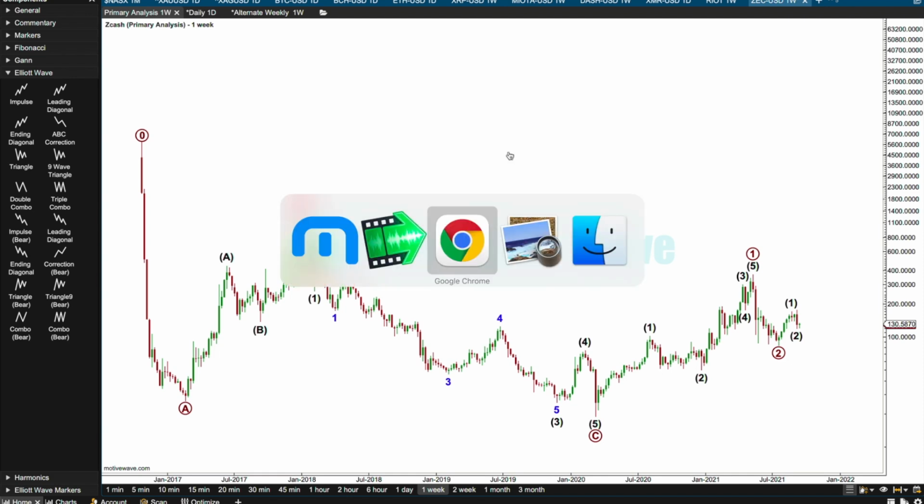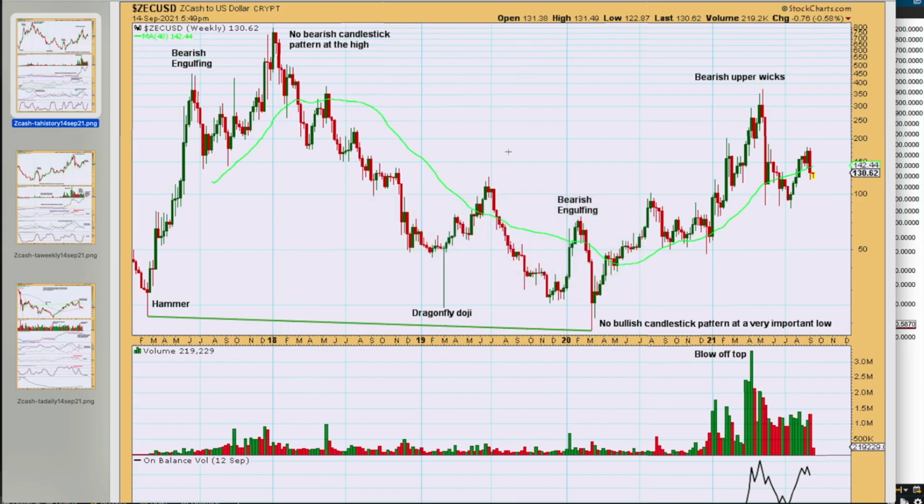Let's have a look at classic analysis of Zcash now. This is a weekly chart showing this important low back down here, which is February 2016. And I'm having a look at the weekly chart just to see how extreme this market can get, and looking to see if there are candlestick reversal patterns at important highs and lows. There's a strong hammer candlestick pattern down here.